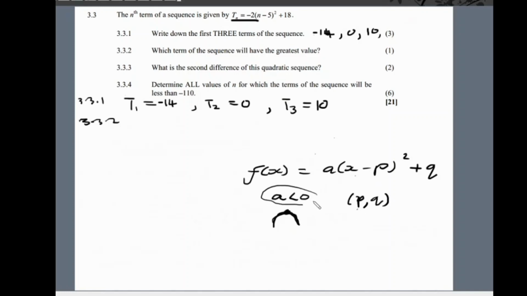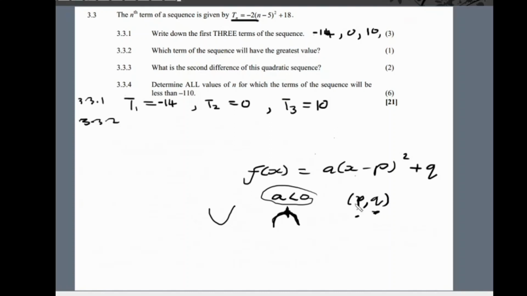Because of the shape. If the shape was positive, if the graph was like this, then we'll have a minimum value at the turning point. But because the shape is like this, the maximum value will be at the turning point, yeah? And then the x coordinate of the turning point is p, and the maximum value is q. The maximum value is q there, right?